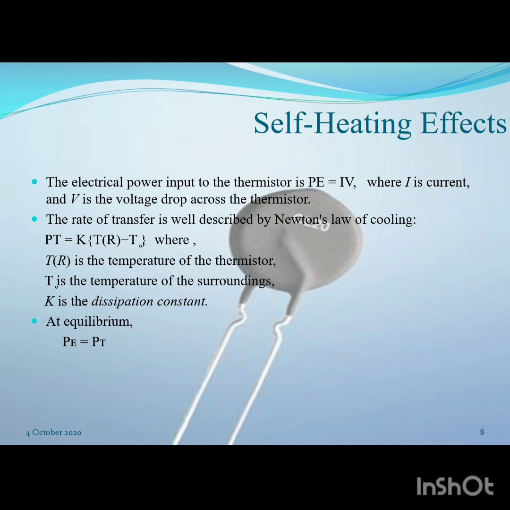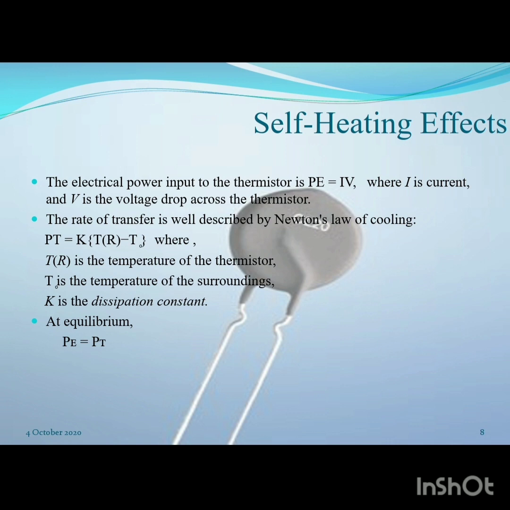So if you are taking the electrical power input to the thermistor, let us say PE equals IV, where I is the current and V is the voltage drop across the thermistor. This power is converted to heat, and this energy is transferred to the surrounding environment. If there is a thermistor which we are placing on the board and it is getting heated, that heat is going to be transferred to its environment. So the environment is getting the heat, and then there is a loss in energy.